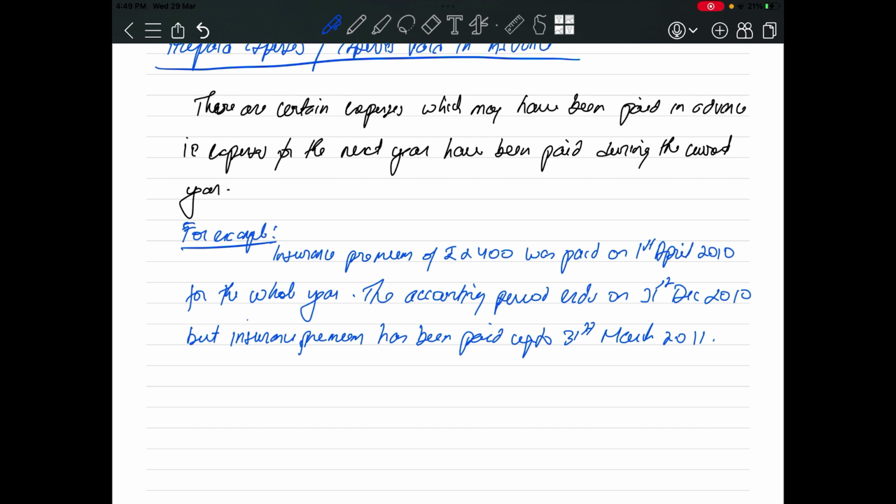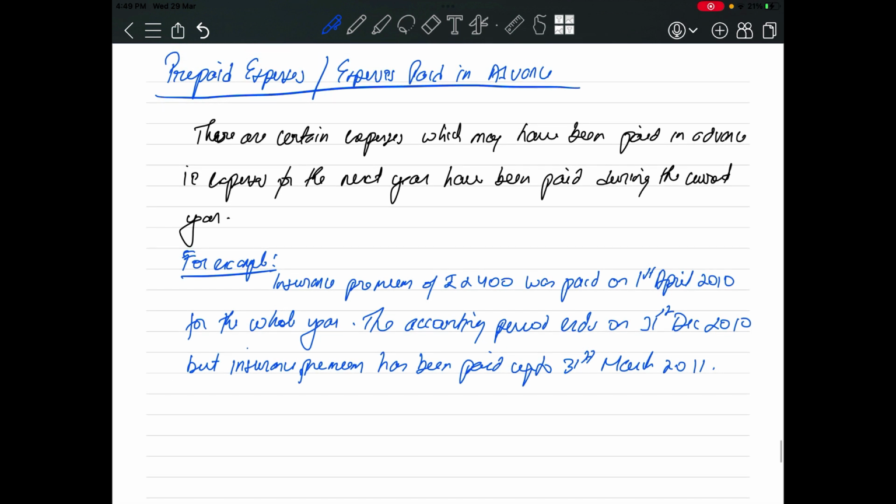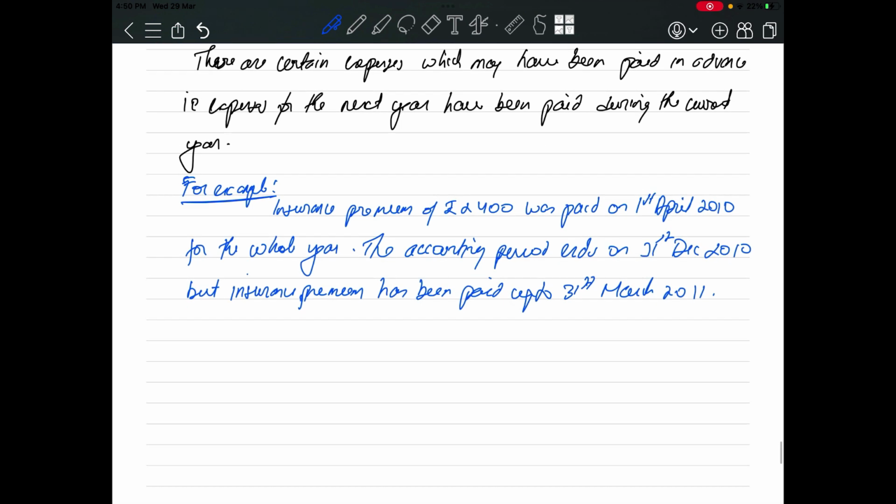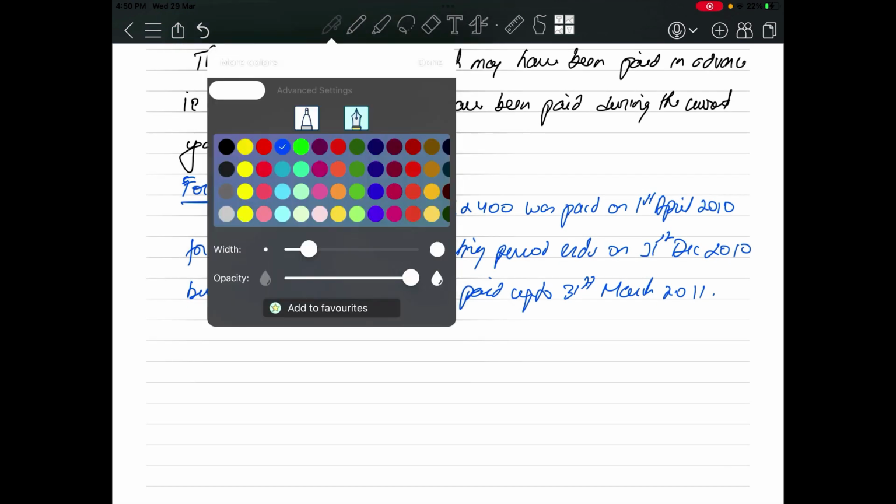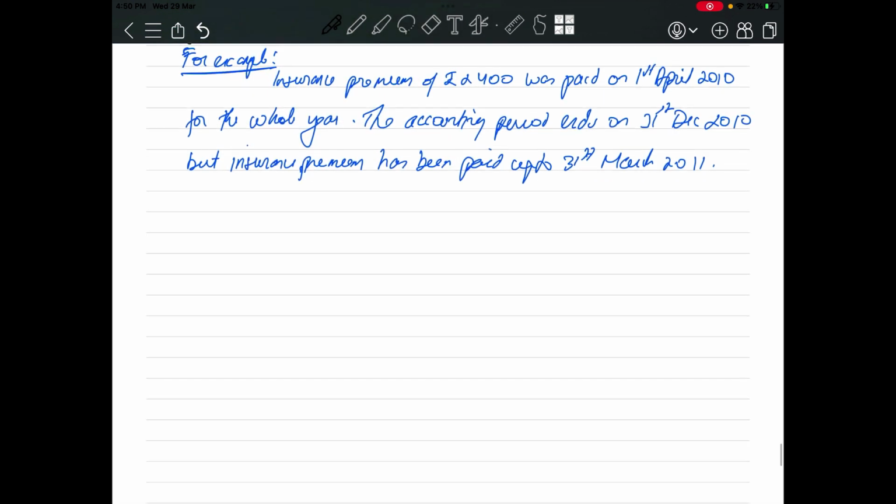We have just covered the concept of outstanding expenses, right? What was outstanding expenses? The expenses which belong to the current year but we have not yet paid. It will be paid in the next year. Now what is prepaid expenses? Prepaid expenses are those expenses which relate to next year but will be paid in the current year. Let's try to understand this with a timeline. It's very easy to explain and understand things through a timeline.